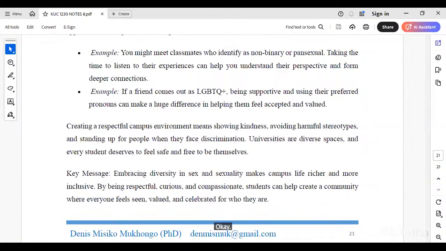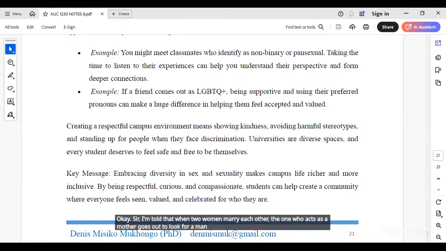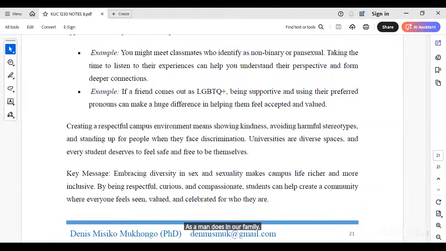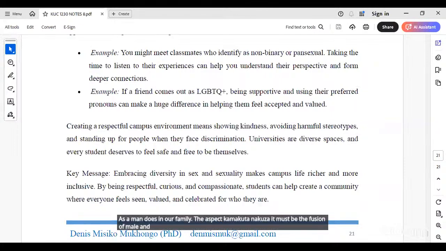So I'm told that when two women marry each other, the one who acts as a mother goes out to look for a man to get her pregnant. The other one just provides support as a man does in a family. The aspect, if there will be childbirth, it must be the fusion of male and female gametes.